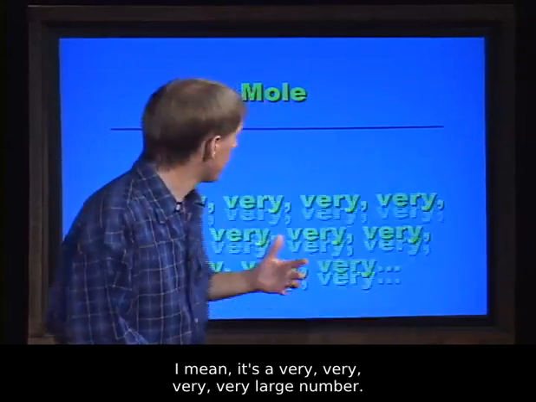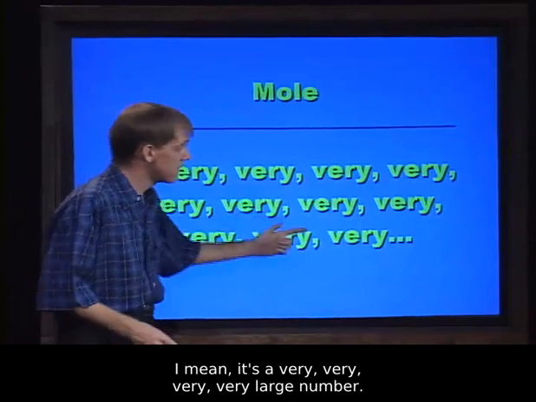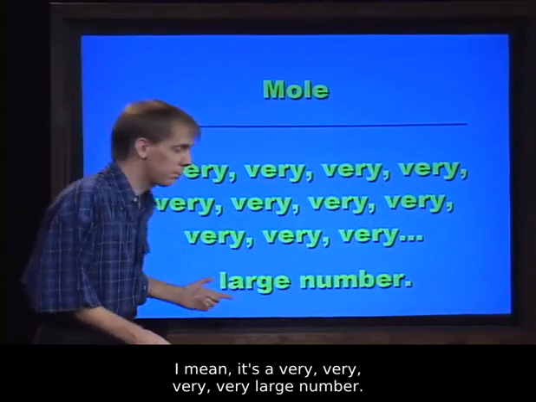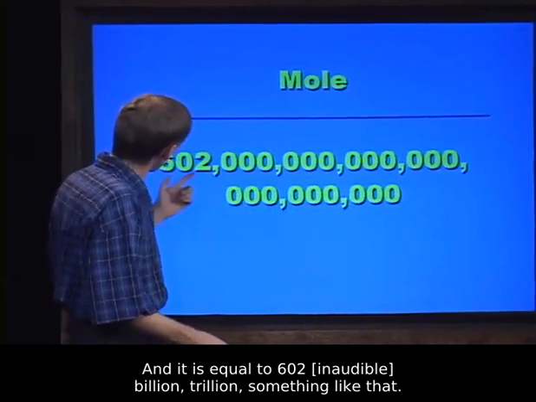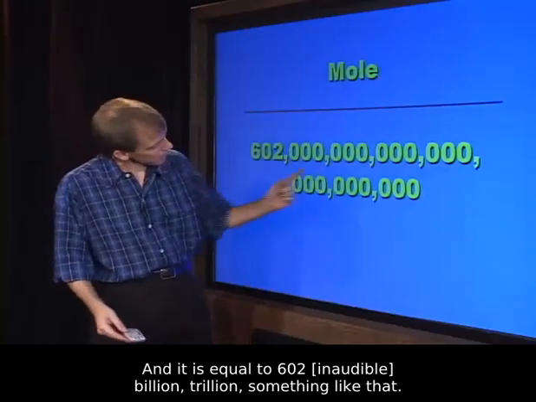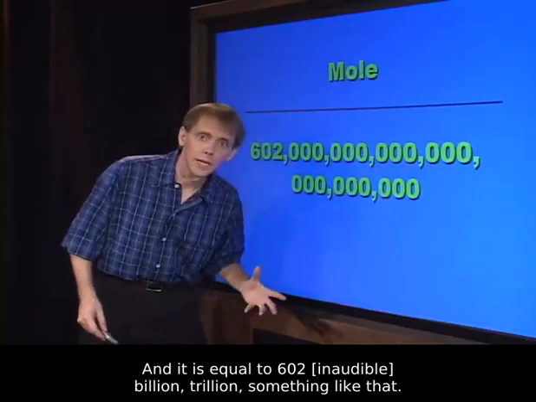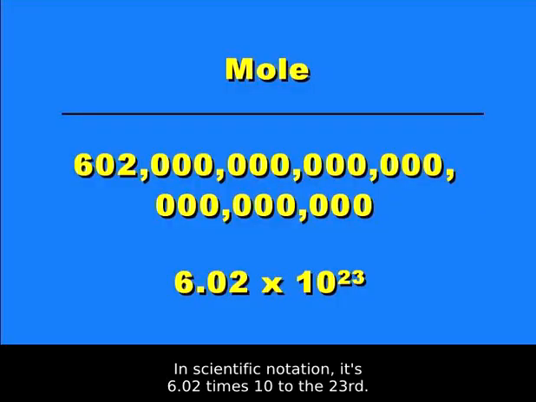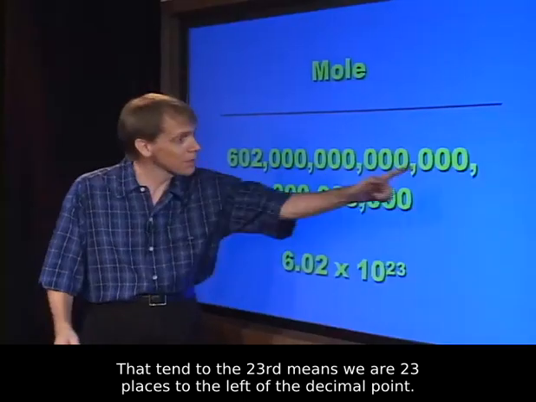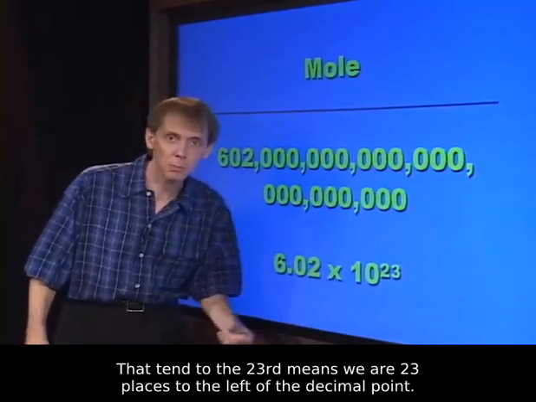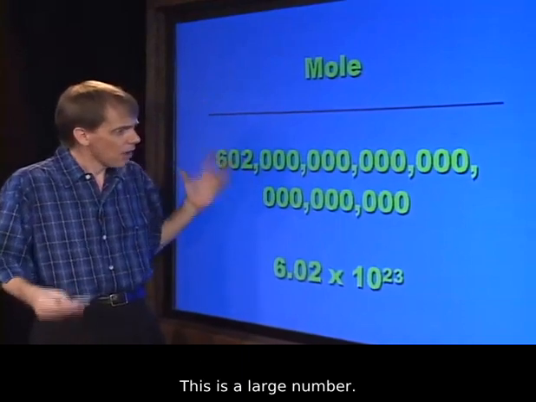Turns out it's a very large number. I mean, it's a very, very large number. And it is equal to 602 billion trillion, something like that. This is a big number. In scientific notation, it's 6.02 times 10 to the 23rd. That 10 to the 23rd means we are 23 places to the left of the decimal point. This is a large number.